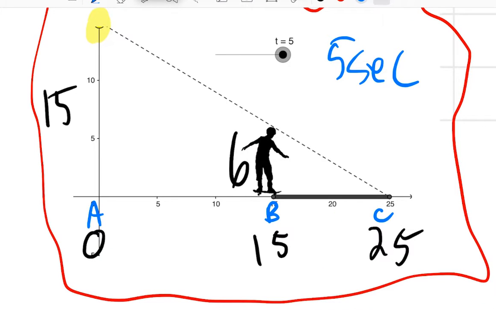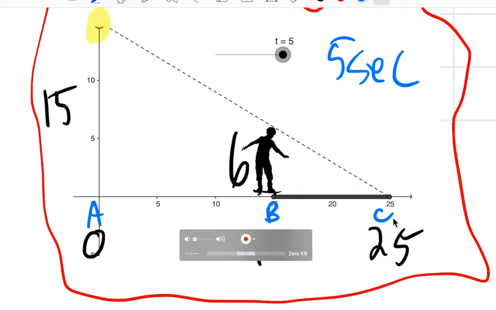At 5 seconds, it makes sense, B is at 15 because 3 feet per second times 5 seconds is 15 feet. But we also notice that in terms of our measurements, the shadow extends out to 25. So overall, the length of the shadow is now from 15 here to 25 here, or 10.